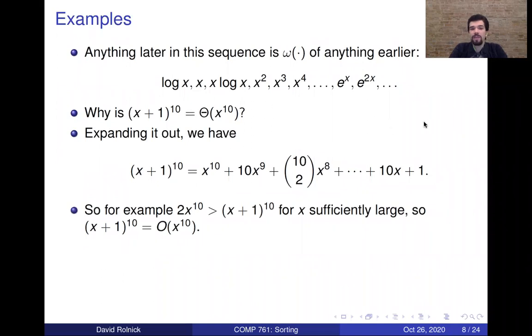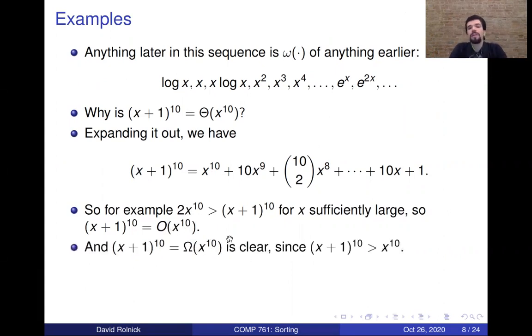In this particular case, we could just say 2x to the 10 is going to be eventually bigger than this, because x to the 10 is going to dominate all of these other terms for x sufficiently large. So that means that x plus 1 to the 10 is big O of x to the 10. It is asymptotically less than or equal to x to the 10, but it's clearly asymptotically greater than or equal to x to the 10 because it is literally greater than x to the 10 as well.